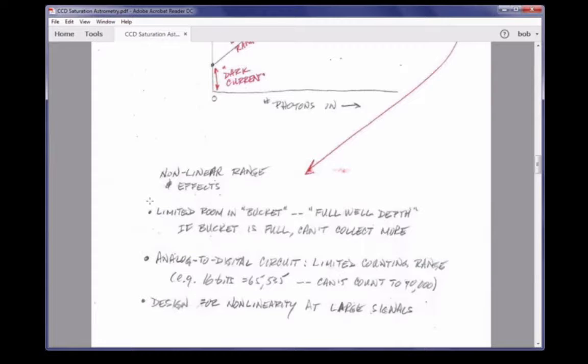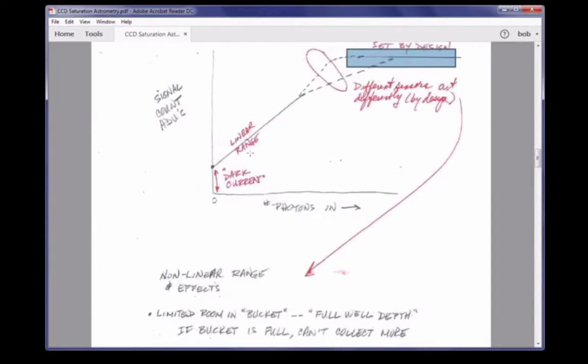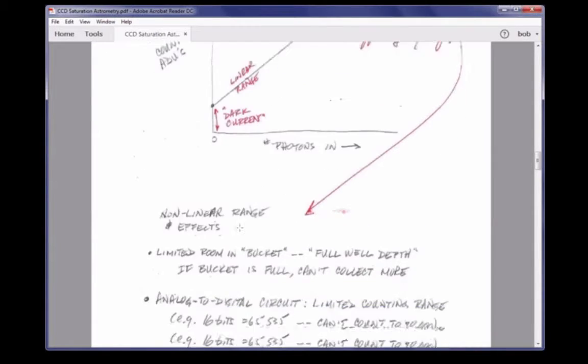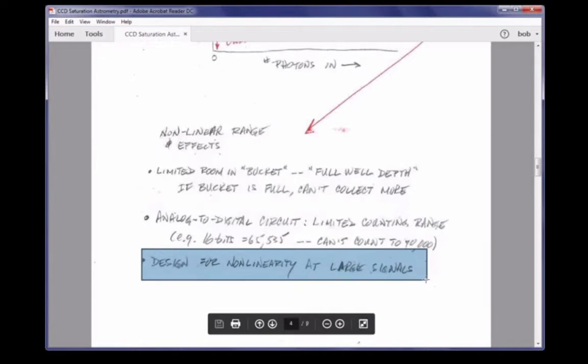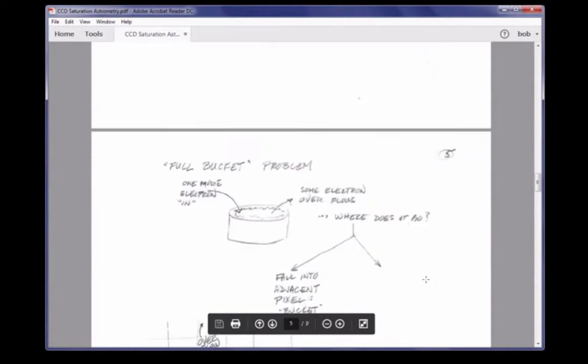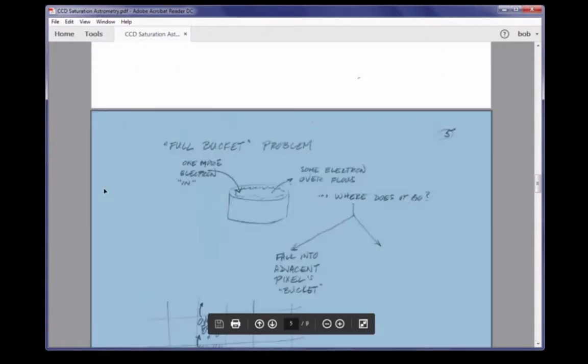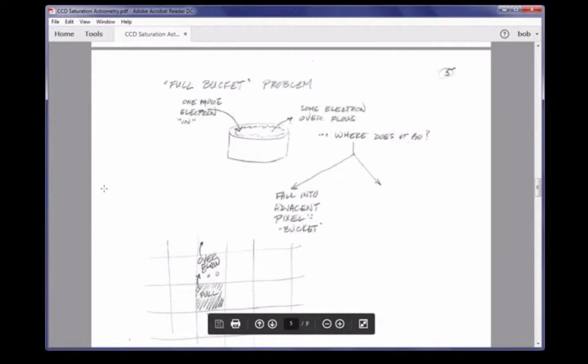The third reason that you get this very gradual turnover in signal versus photons is that some cameras are designed to do that. They're designed to go nonlinear at relatively modest signal levels. And there's a reason for that. Go back and look at that concept of having a full bucket.